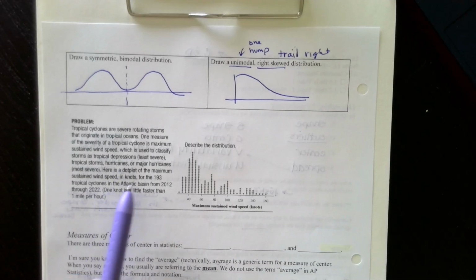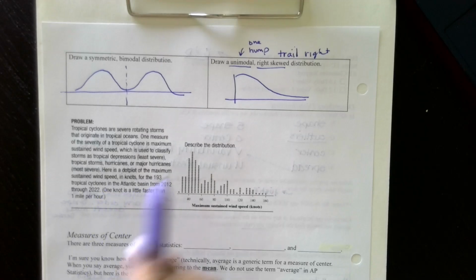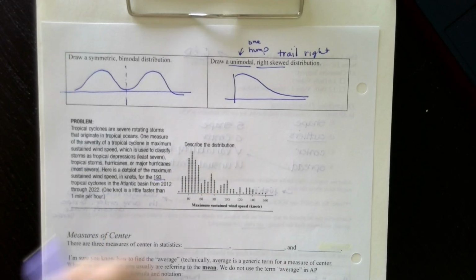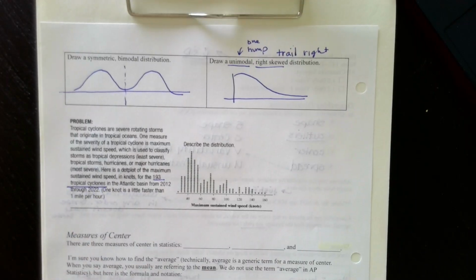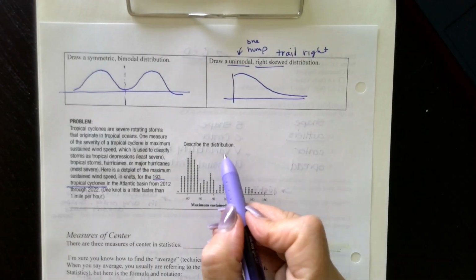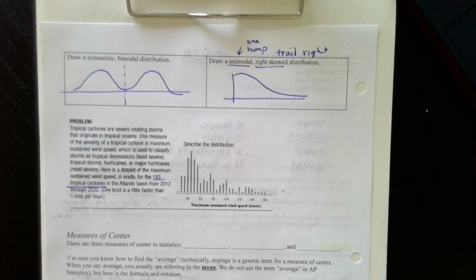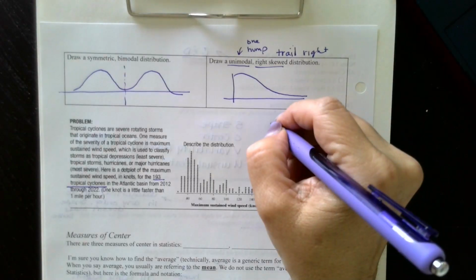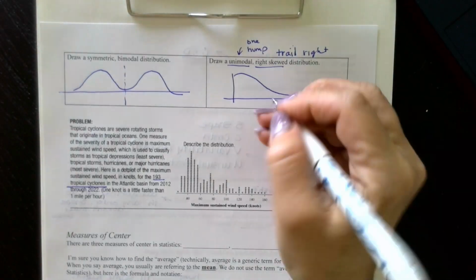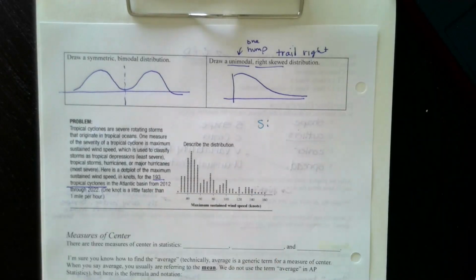Okay, so I have this dot plot of the winds sustained for 193 tropical cyclones in the Atlantic. Okay, so I want to describe the distribution. This is my question. Okay, so if I look at this, if I go up here, and I'm going to start with my shape.